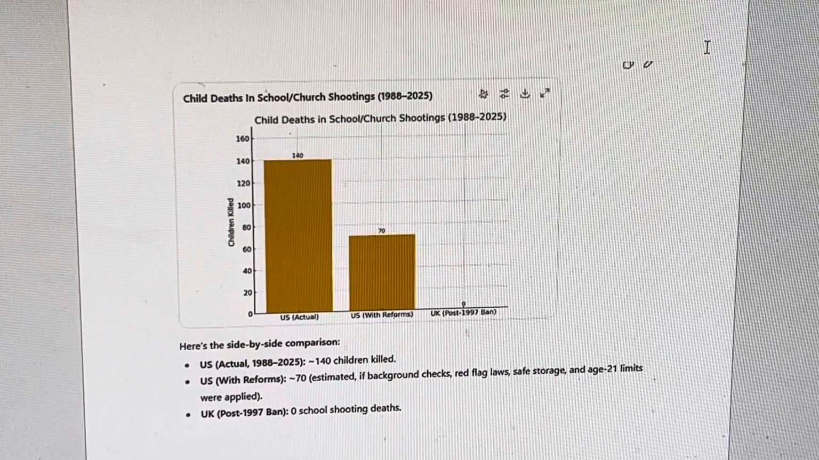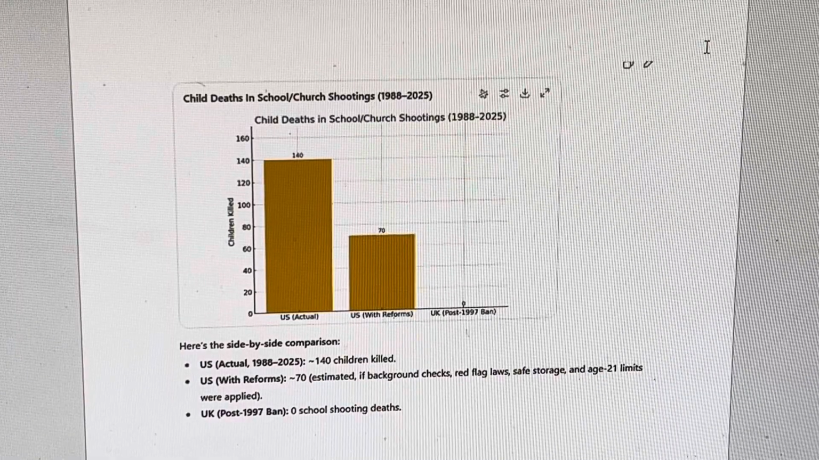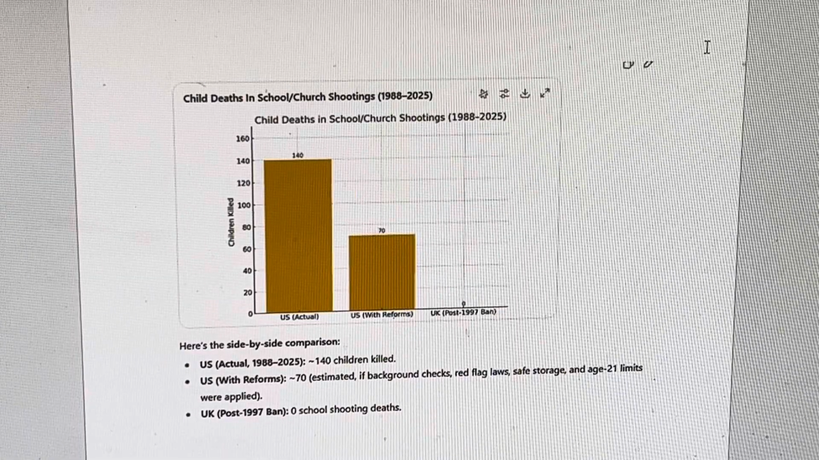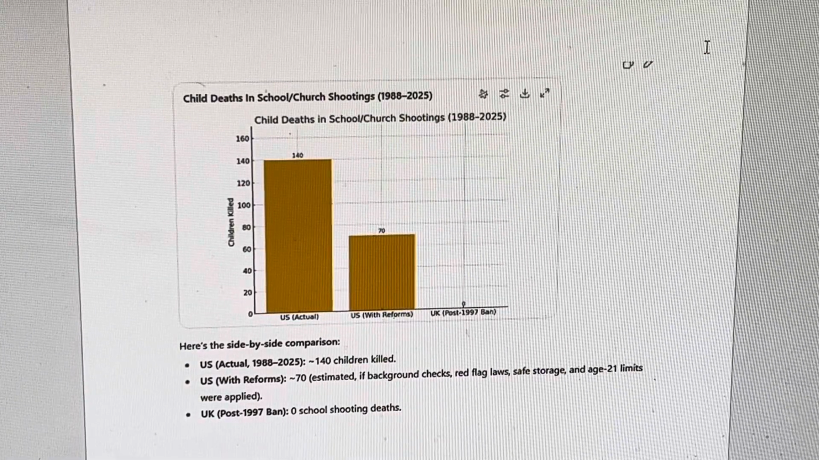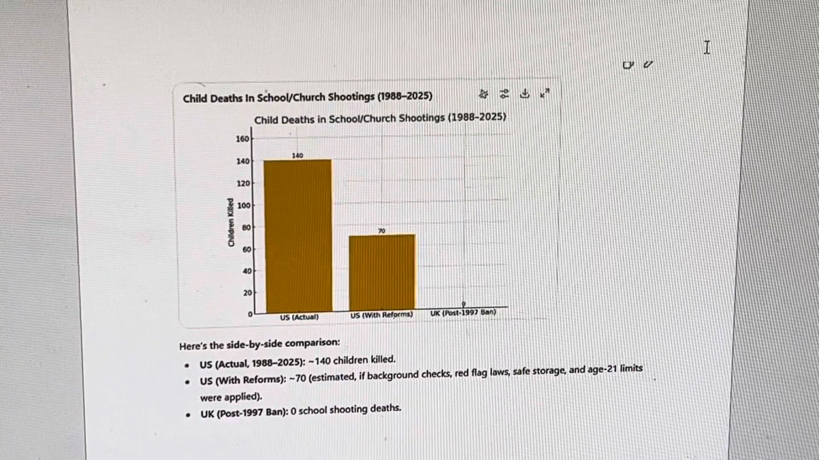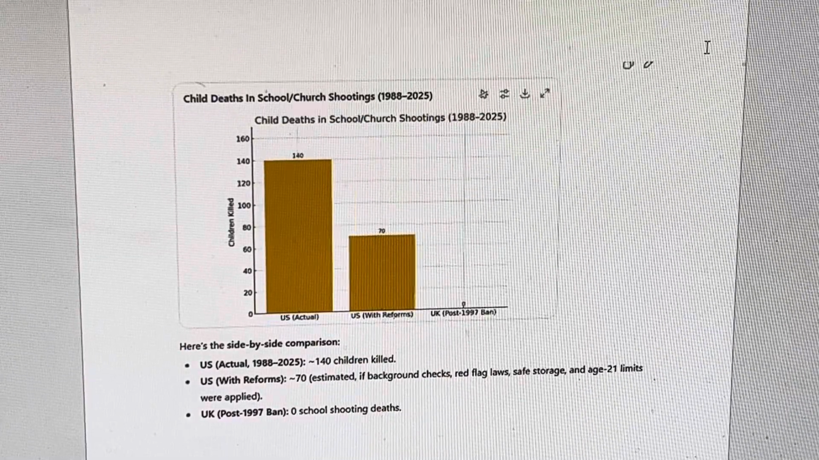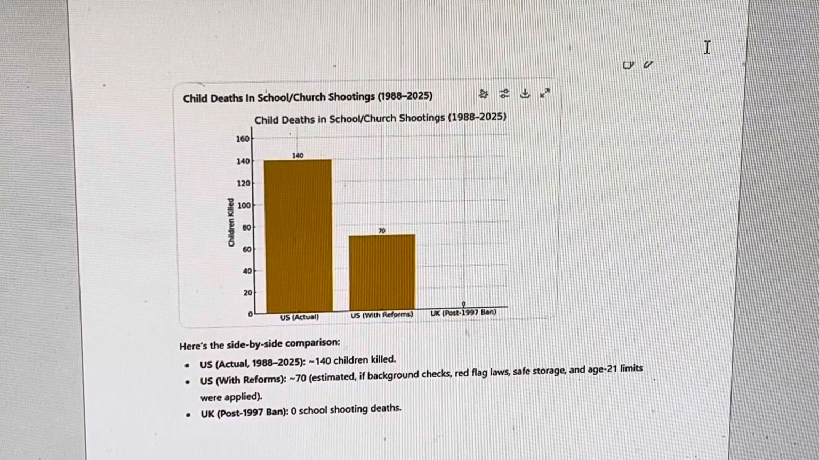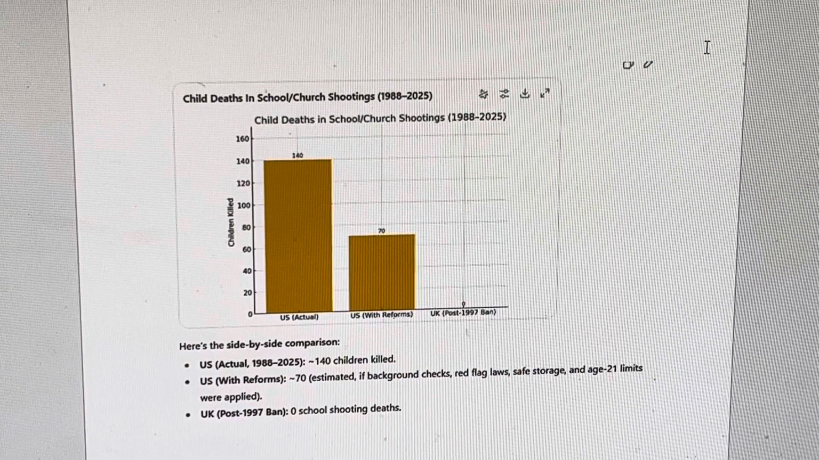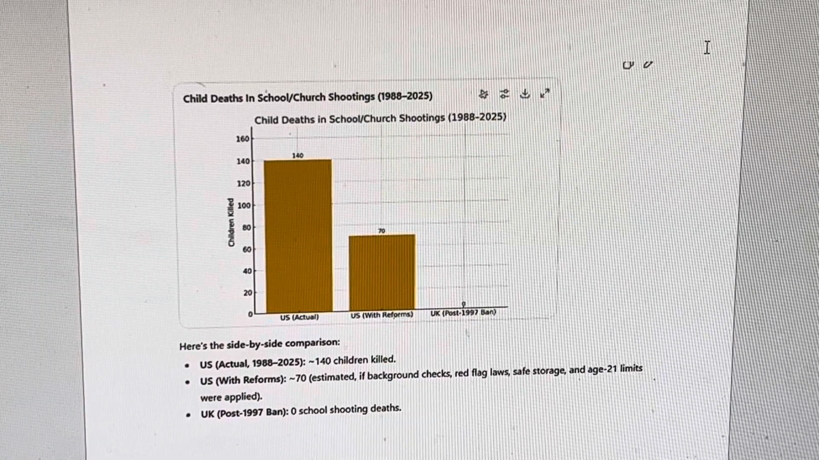So child deaths in school and church shootings, you can see it, 140, okay, 1988 to 2025. And so the left one is 140. I asked it to come up with reforms, similar to using the UK as a benchmark, because it can't apply exactly the same law as in the UK for various reasons, including the Constitution and because of the Second Amendment, etc. So if the reforms were in place, we would have 70, half, okay? So each child matters, okay?